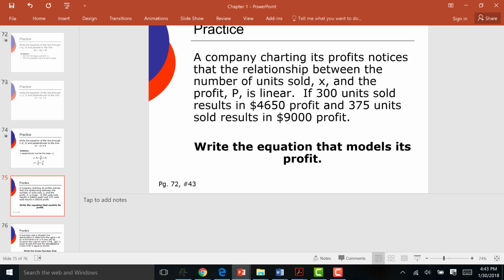Somebody do this on the calculator. Tell me what 4350 divided by 75 is. 58? Okay, so that's 58.